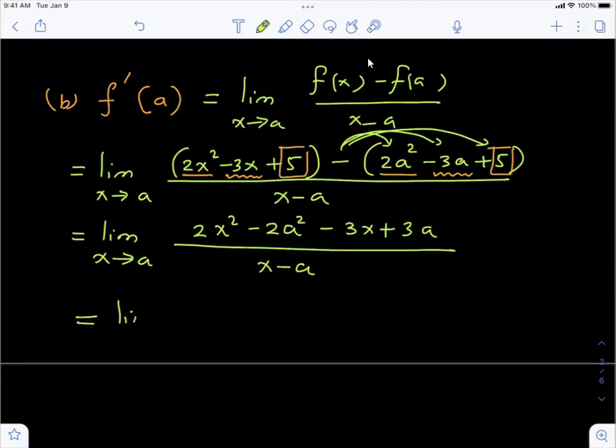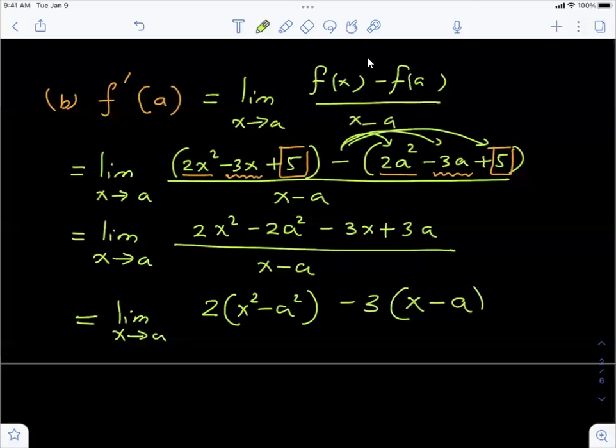Now let's do the computation. Factor the common factors here. 2 is taken out. Then you have x squared minus a squared. And the common factor here would be minus 3. I will take minus 3 because in that way I can give the priority to a. Then it becomes x minus a. The whole thing is divided by x minus a.